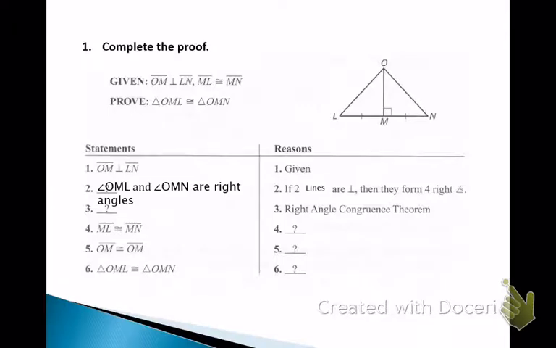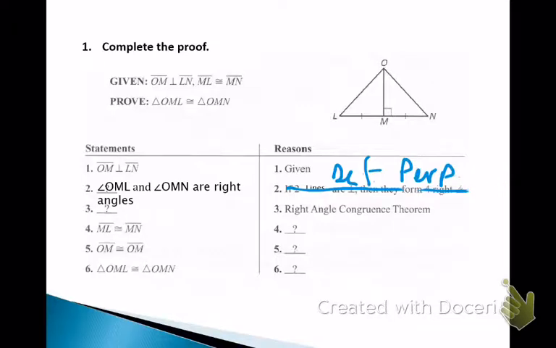We need to include that step. And the reason why we get to use this is, if 2 lines are perpendicular, then they form 4 right angles. And that's true. I would even be okay if you just wrote the fact that we were using the definition of perpendicular lines, because the definition of perpendicular lines tells us that as well.